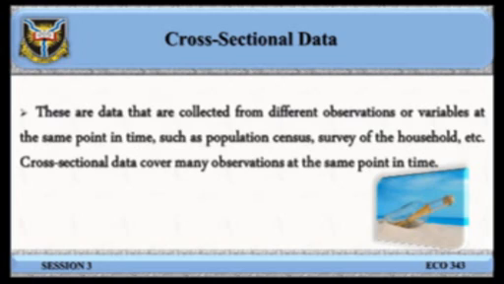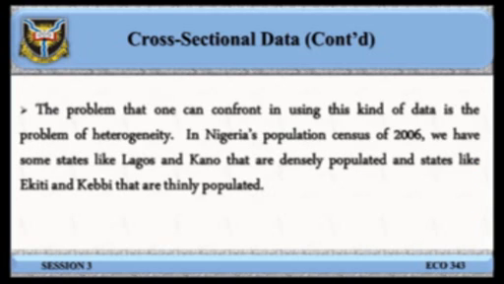Cross-sectional data. These are data that are collected from different observations of variables at the same point in time, such as population census, survey of the household, etc. Cross-sectional data cover many observations at the same point in time. The problem that one can confront in using this kind of data is the problem of heterogeneity.